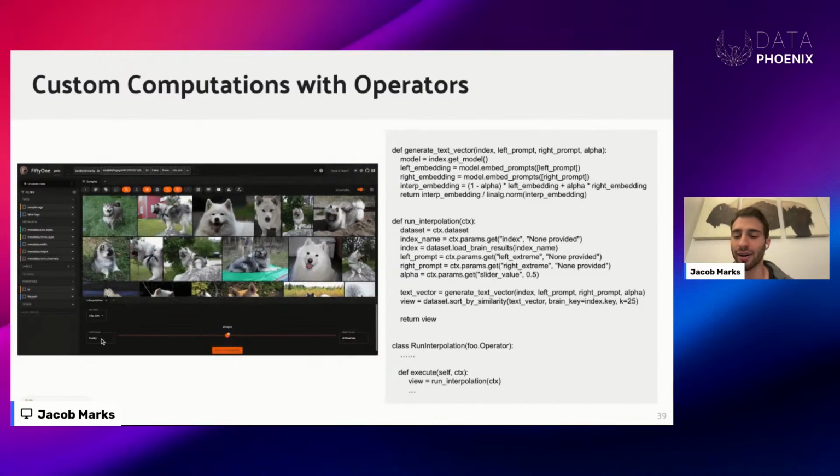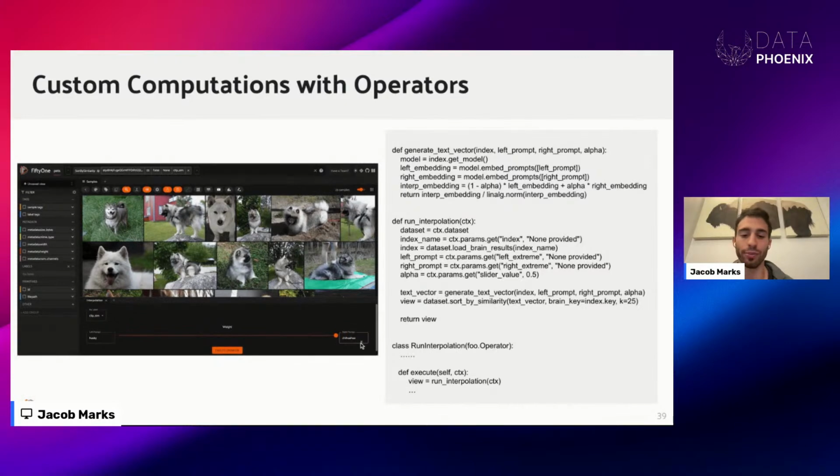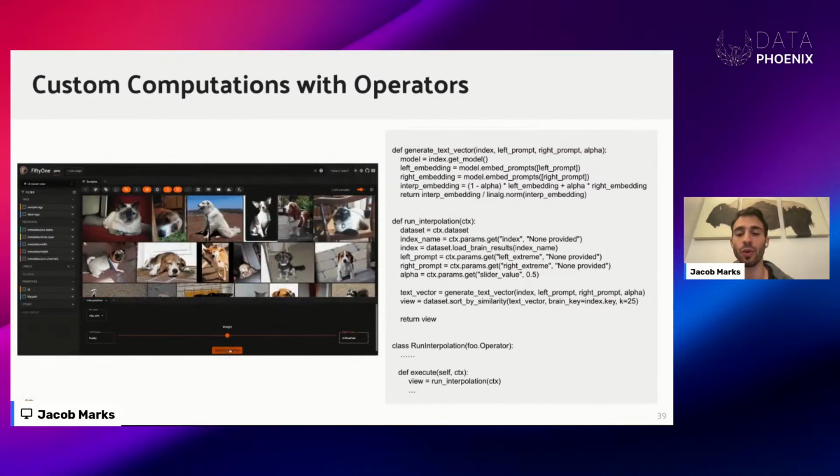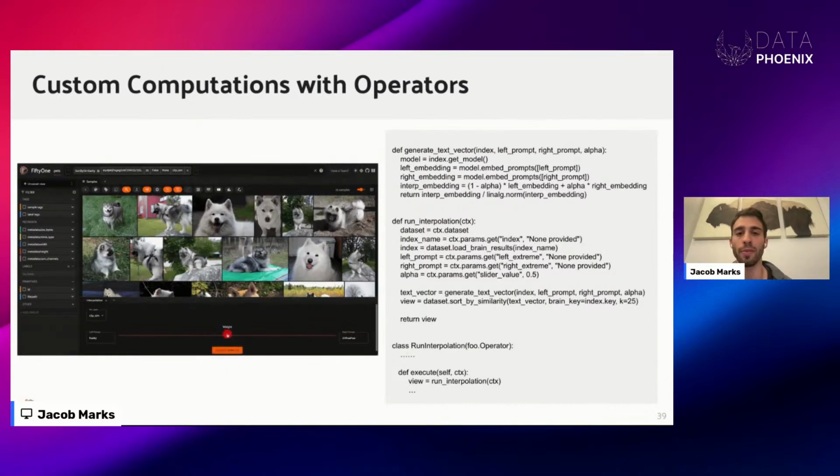You can define text concepts. So in this case, I'm defining the left prompt as husky and the right prompt as chihuahua. And then I'm going to execute this operator. When I press this button, it's going to do a custom computation for me.